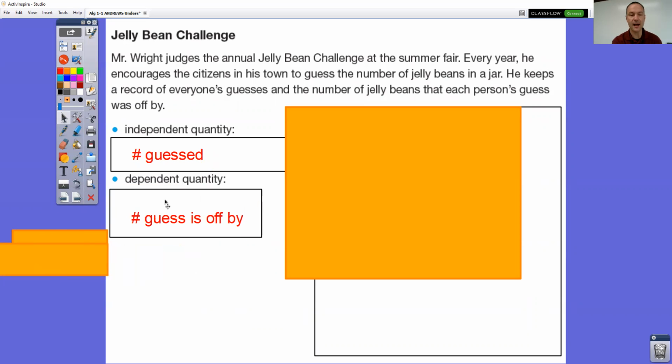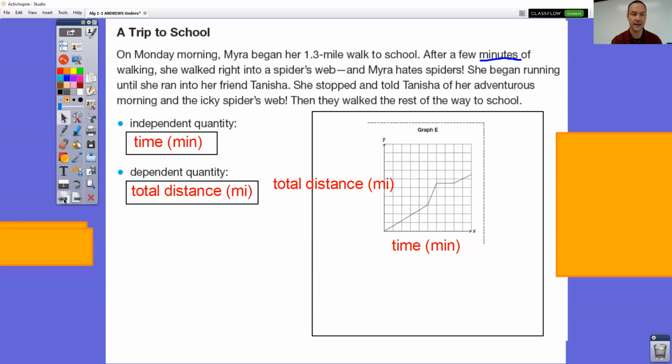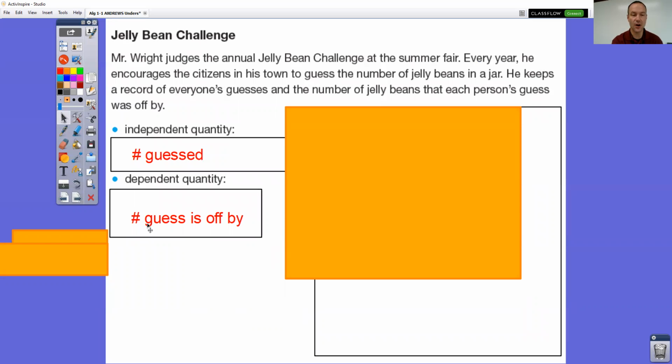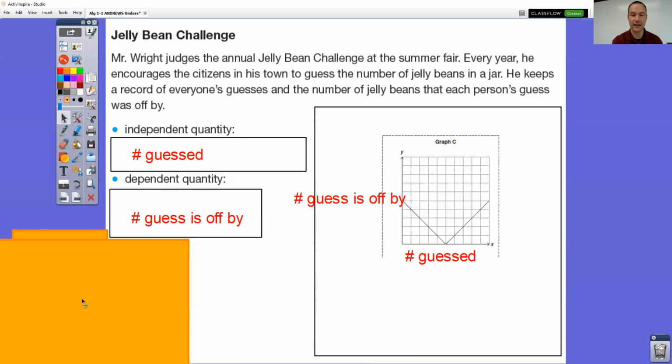So again, there's no time in this one, but it's the number guessed, just like the number of cuts, and in the previous one, the number of songs purchased. So the dependent is how much it is off by. So this one's a little bit weird.